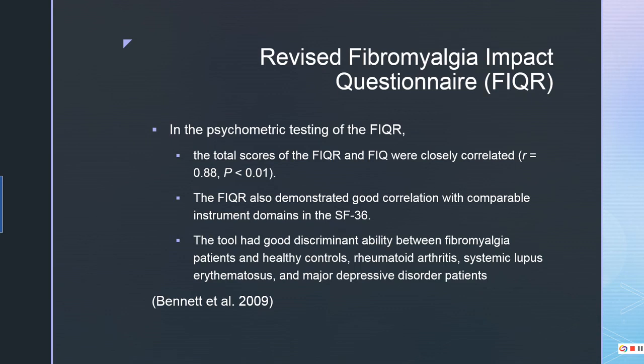In the psychometric testing of the FIQR, the total scores of the FIQR and FIQ were closely correlated. R equals 0.88, P is less than 0.01. The FIQR also demonstrated good correlation with comparable instrument domains in the SF-36. The tool had good discriminant ability between fibromyalgia patients and healthy controls, rheumatoid arthritis, systemic lupus erythematosus, and major depressive disorder patients.